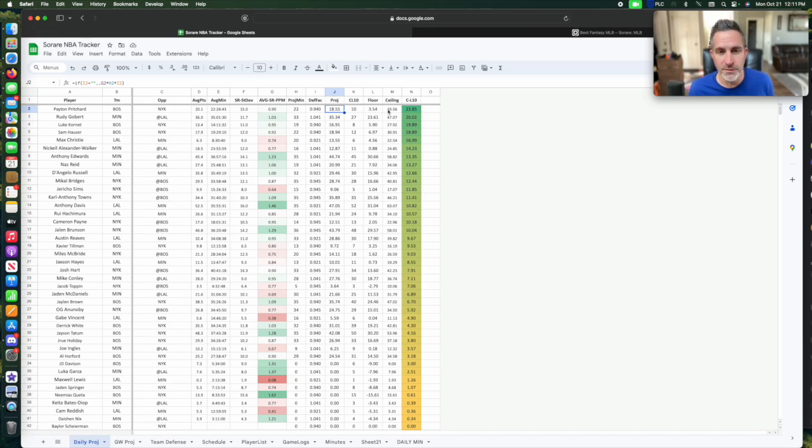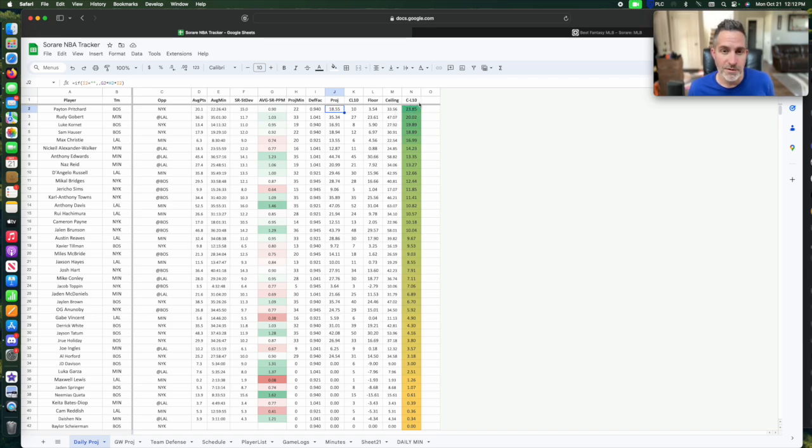So basically the floor and the ceiling are working off this baseline projection, and they're taking into account the standard deviation. So they're subtracting the standard deviation from the projection, and they're adding it to the projection. So we're getting a normal range of outcomes for each player. So for example, Peyton Pritchard, 18.55 would be his baseline projection here for this daily. His floor is 3.5 points. That would be bad. His ceiling, 33.5 points. So that would be very good.